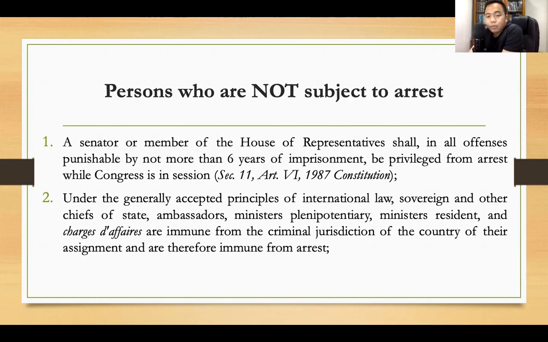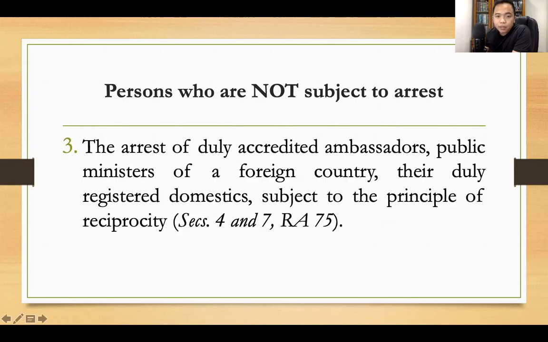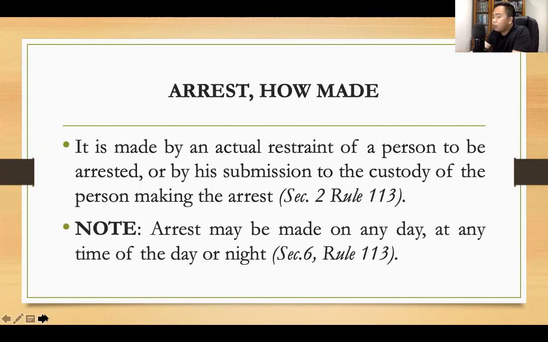Now, under the generally accepted principles of international law, sovereigns or other chiefs of state, ambassadors, ministers plenipotentiary, ministers resident, and charges d'affaires are immune from the criminal jurisdiction of the country of their assignment and are therefore immune from arrest. So this is pursuant to the Vienna Convention. These are representatives of foreign states or foreign governments. You cannot arrest them because they are immune from the criminal jurisdiction of the country. This is pursuant to a treaty obligation of the Philippines. Okay, the arrest of duly accredited ambassadors and public ministers of a foreign country is subject to the principle of reciprocity. Okay?